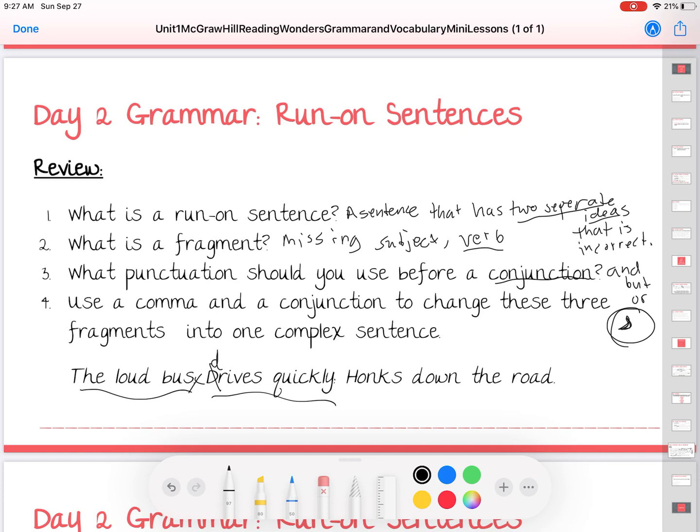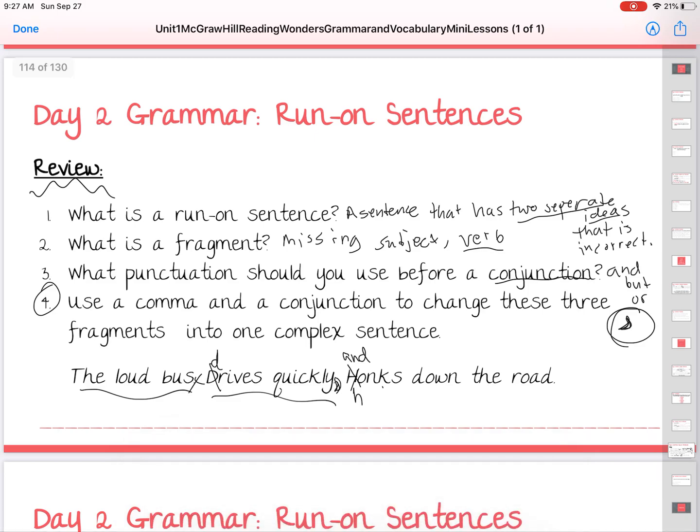Right here we need our comma because we changed ideas. We're not talking about driving anymore, we're talking about honking. So we need our comma and our conjunction. Boys and girls, that comma conjunction. You guys keep forgetting to put the conjunction in there. Comma, honks down the road. I could say but honks down the road, or honks down the road, or and honks down the road. The loud bus drives quickly and honks down the road would make more sense, and this would need to be lowercase. Okay, so that's just a little bit of review of what we've been working on.